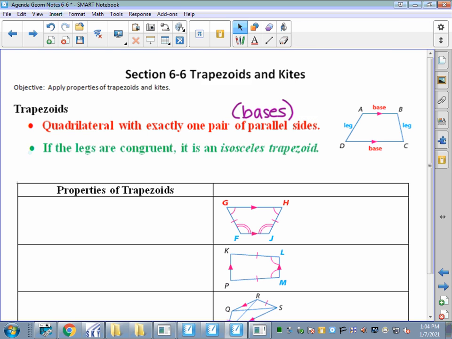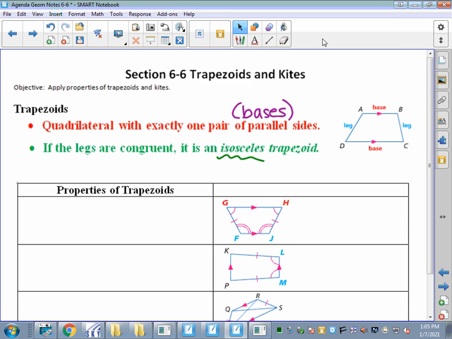The other thing about trapezoids is if the legs are congruent, it's an isosceles trapezoid, just like an isosceles triangle has at least two, I know, being technical, congruent sides. Well, isosceles trapezoids have two congruent sides. It happens to be the two legs. So isosceles is a term you've seen before, and you know that.